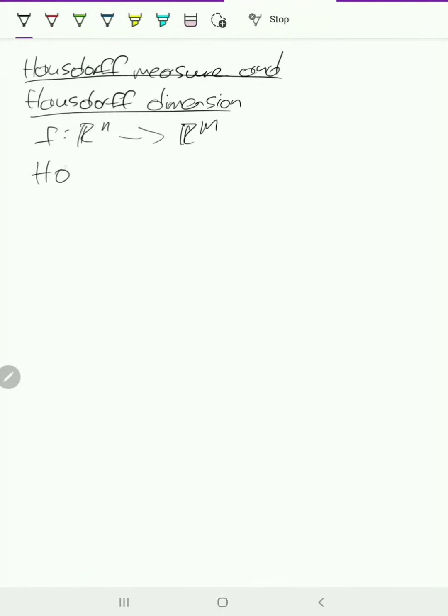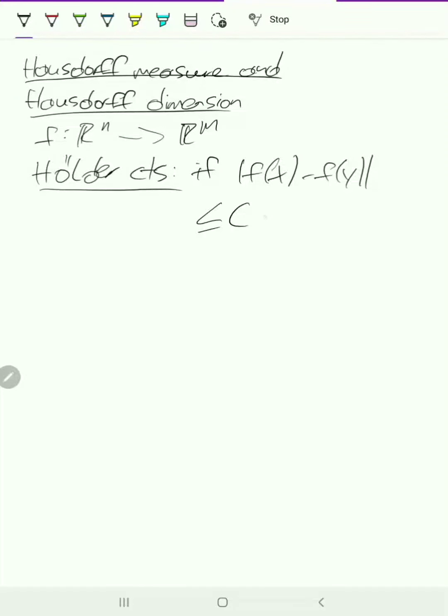So such a map f from R^n to R^m is Hölder continuous if, so this just means that the modulus of f(x) minus f(y) is at most some constant times the modulus of x minus y to the alpha, where alpha is bigger than 0 and at most 1.